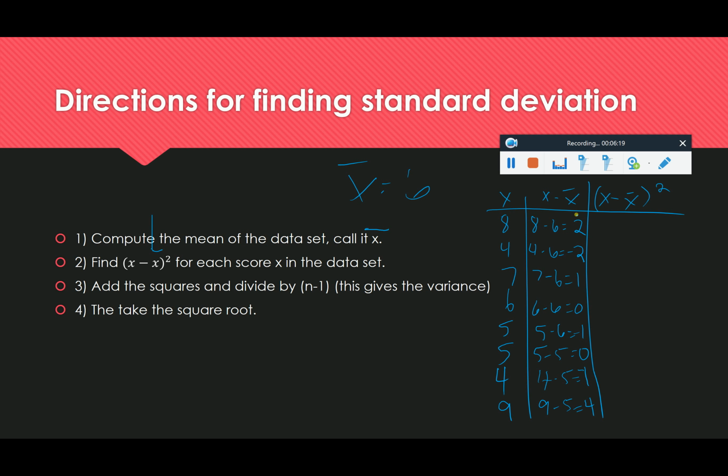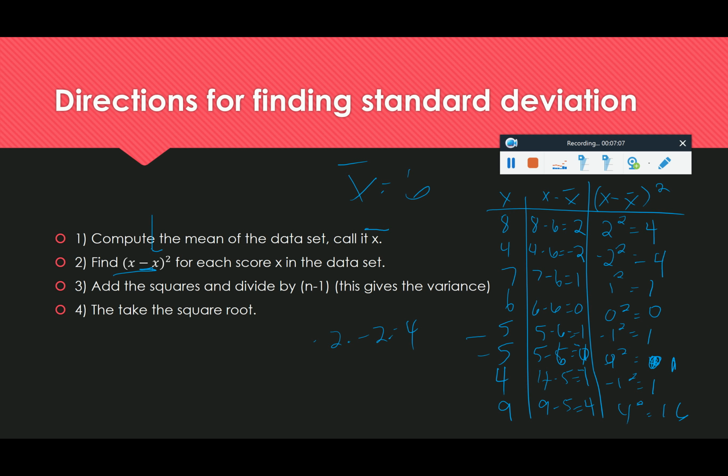All right, and then the last column, you're going to take this number and you're going to square it. So 2 squared is 4. Negative 2 squared, remember, negative 2 times negative 2 is a positive 4. 1 squared is 1. 0 squared is 0. Negative 1 squared is a positive 1. Negative 1 squared equals 1, because these are the same number, so they should have the same answer. And then 4 squared is 16. So we just did step number 2.